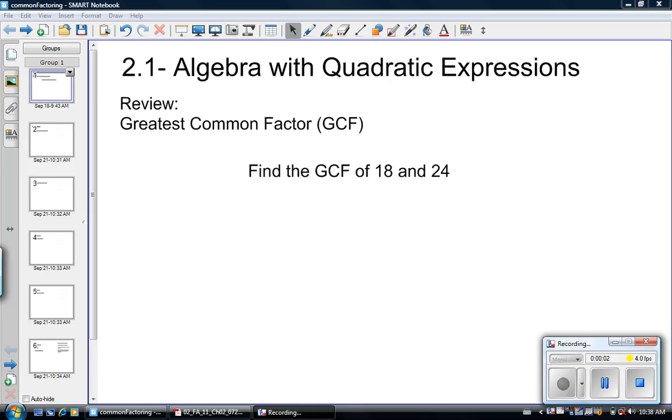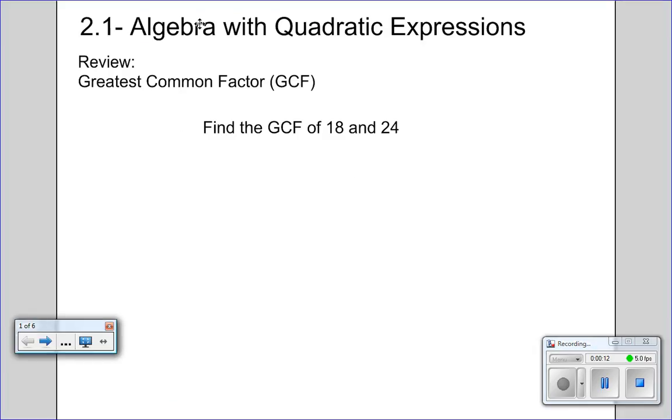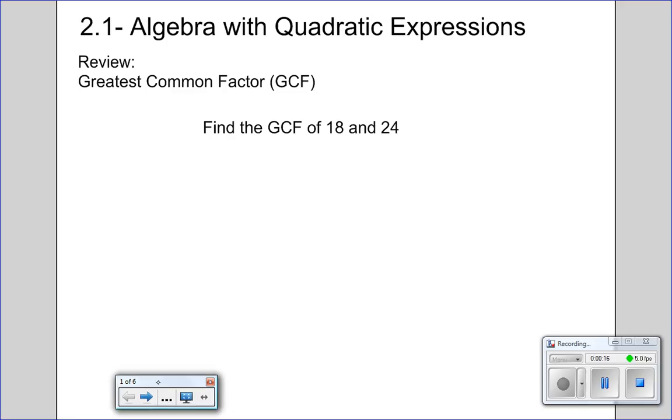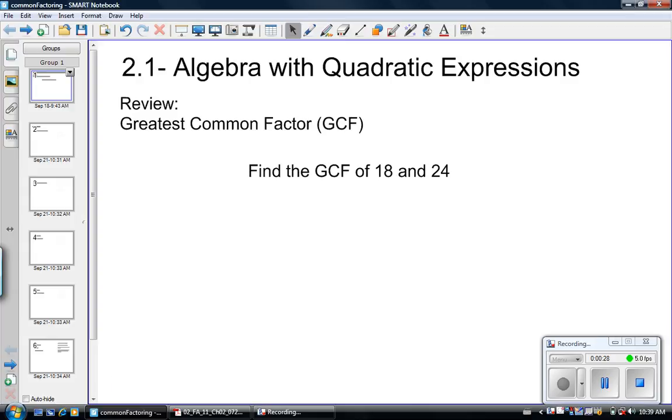Okay, yesterday we looked at expanding expressions so that we could get the expanded version. Today what we're going to do is look at the opposite, and the opposite is called factoring. Before we get started on factoring, we have to review some basic skills from elementary school about greatest common factor. So our example is going to be: find the greatest common factor of 18 and 24.